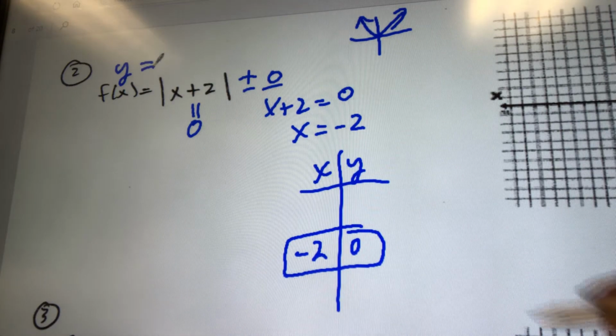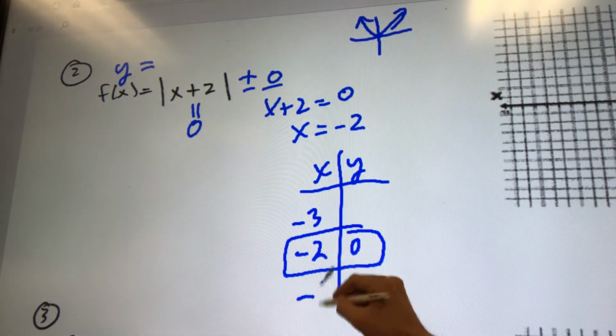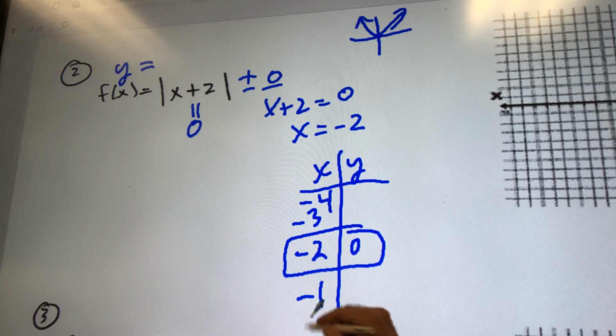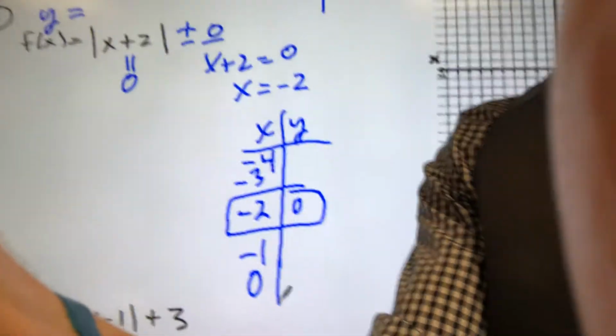Okay? For symmetry, I go 1 to the left, 1 to the right, 2 to the left, 2 to the right. Now, we know what the slope is. It's 1. Again, coming the other way, it's -1. So that's one way to handle it.